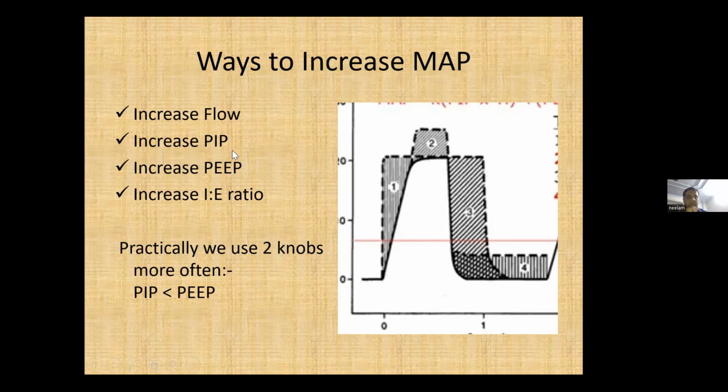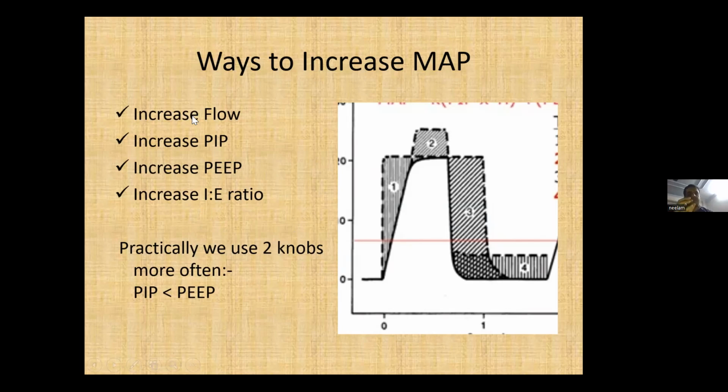Second is to increase the PIP. So if I increase the peak inspiratory pressure, ultimately the area under the graph will increase and mean airway pressure will increase. Third is to increase the PWP. Okay, so if I increase the PWP, जो इसमें fourth से represent किया है, the area under the curve will increase. And last is to increase the I to E ratio. That is, you allow more time for inspiration. So this graph will increase here. Okay, so of all these options, ठीक है?